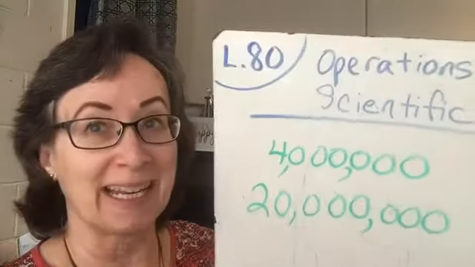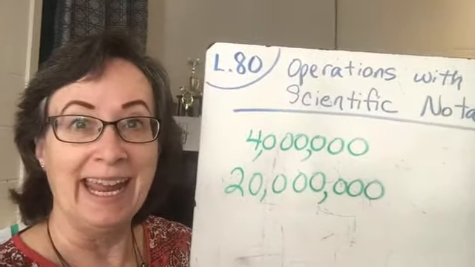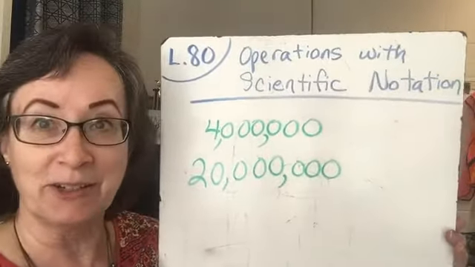Today we're doing lesson 80 in our Saxon Orange Book, and we are talking about operations with scientific notation.